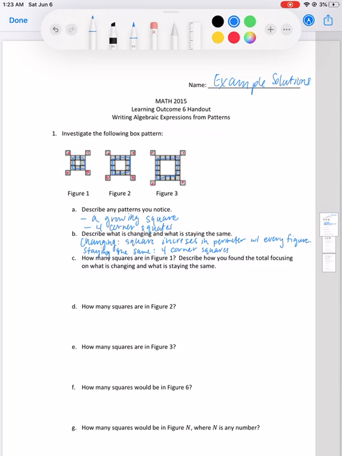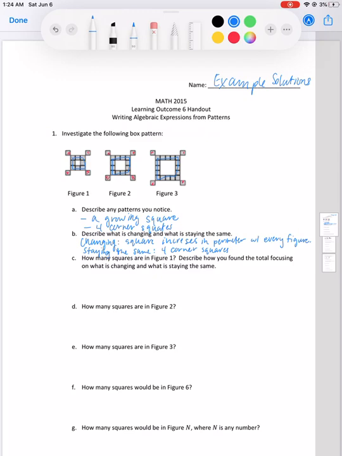Okay. So now we're going to figure out how many squares are in figure 1. But we need to determine this in a systematic way. We want to focus on what's changing and what's staying the same when we count them. Because eventually we want to generalize to figure 2 and figure 3, the same setup. And then we generalize to figure n after that.